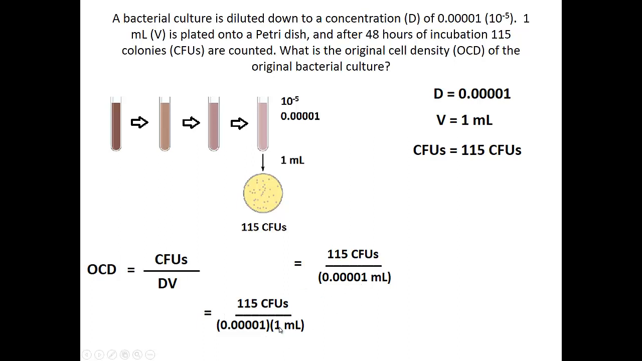Anything times 1 is the same number, so the number doesn't change here, but now we have the product of this multiplication, and now we're just going to divide that into 115. So we divide 115 by 0.00001, and that becomes 11.5 million CFUs per ml, and the units are CFUs per ml. Whenever we write this out, the standard units are CFUs per ml. All right, take a second to rewind that if you need to, and we'll go on to the next one.